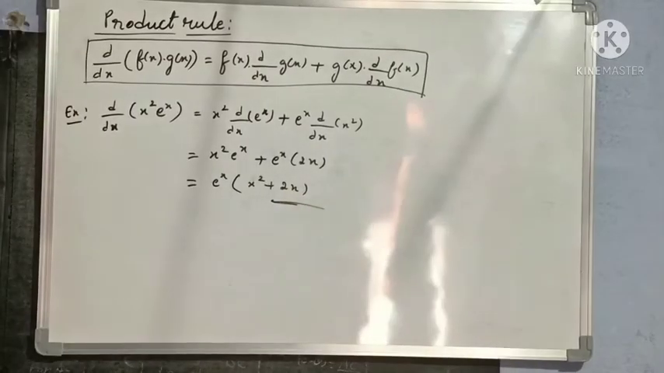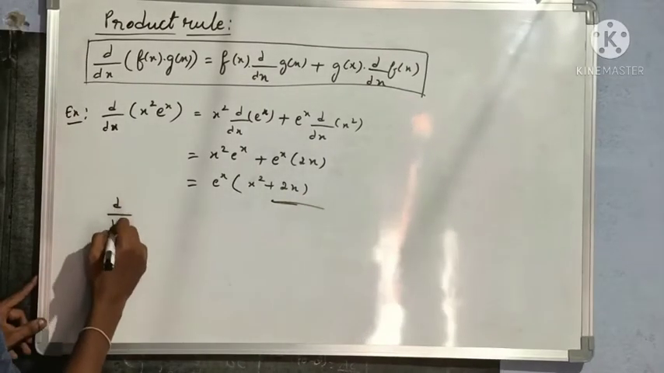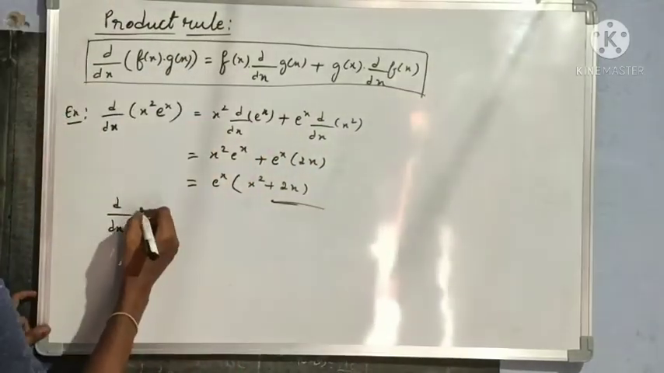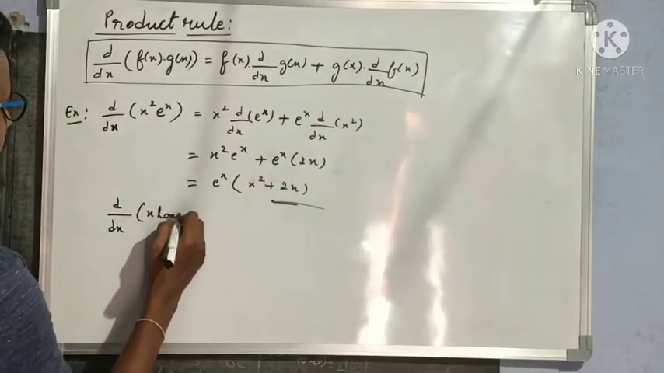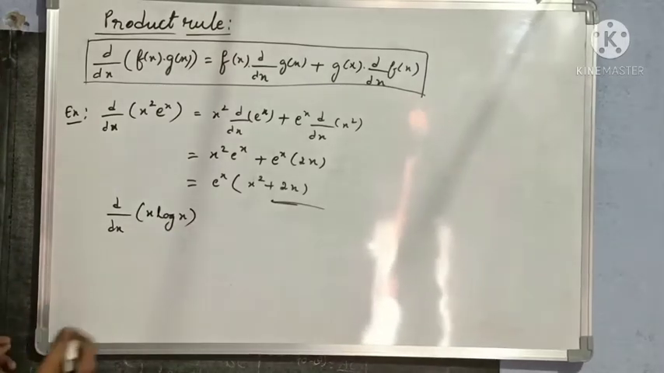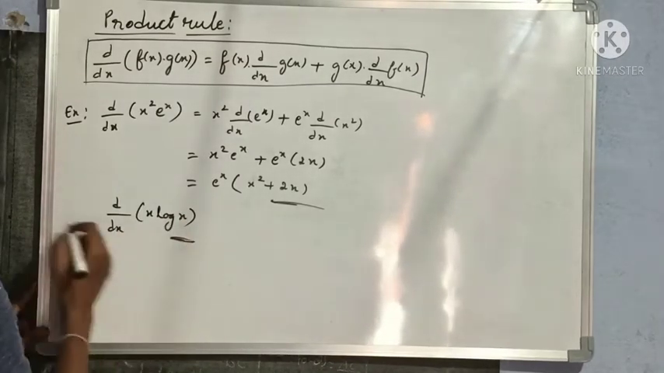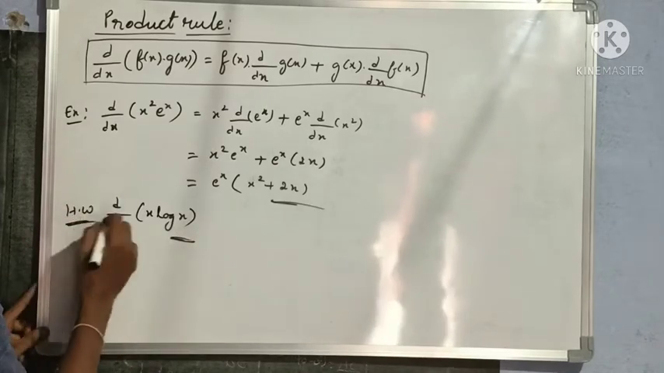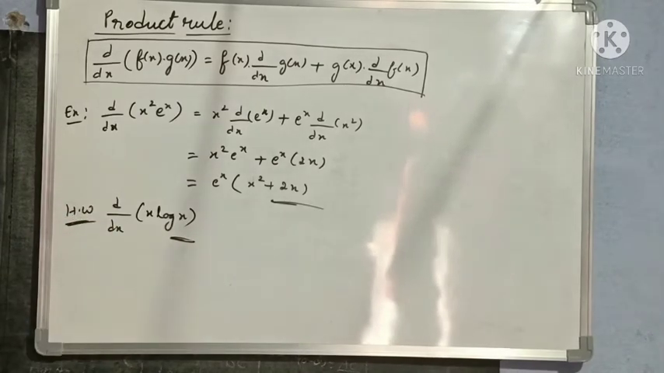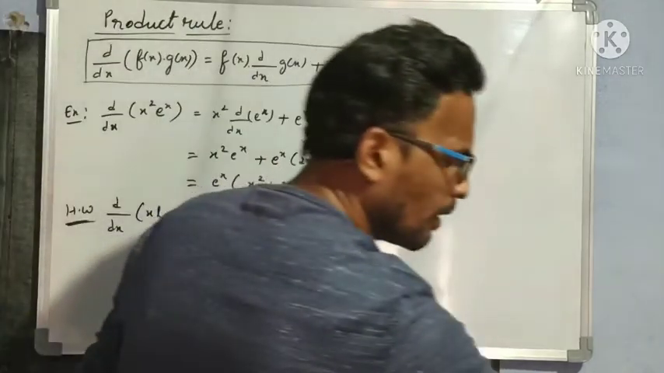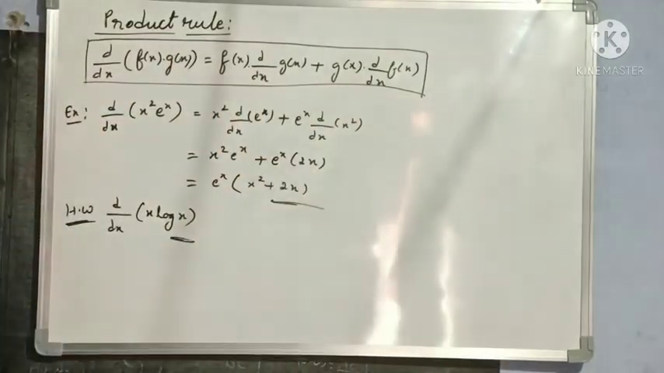So now take your homework problem. D by dx of x log x. Very simple and easy problem. I am giving this as homework. So d by dx of x log x. This is your homework. With this, our product rule is completed. Let's move to our next rule, that is quotient rule.